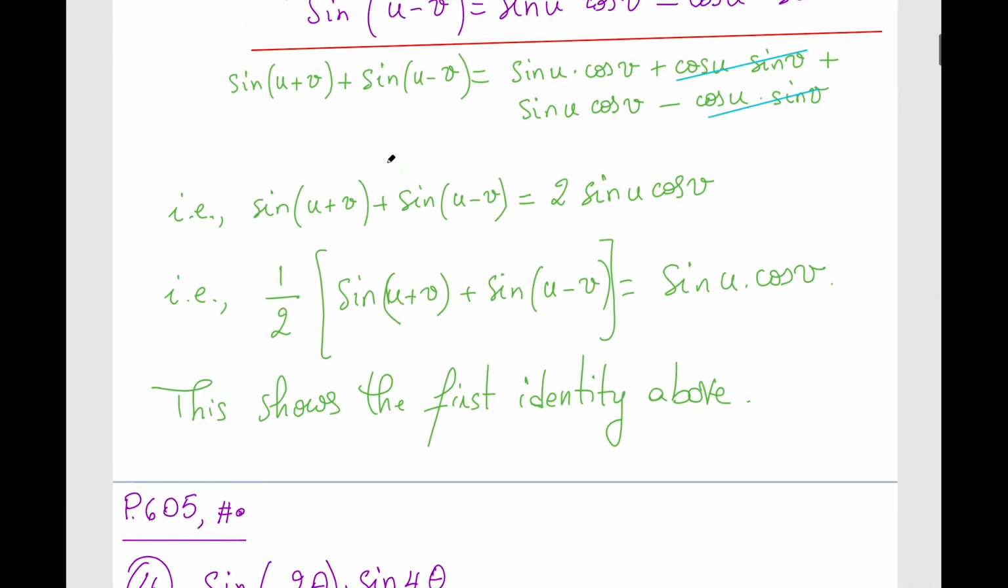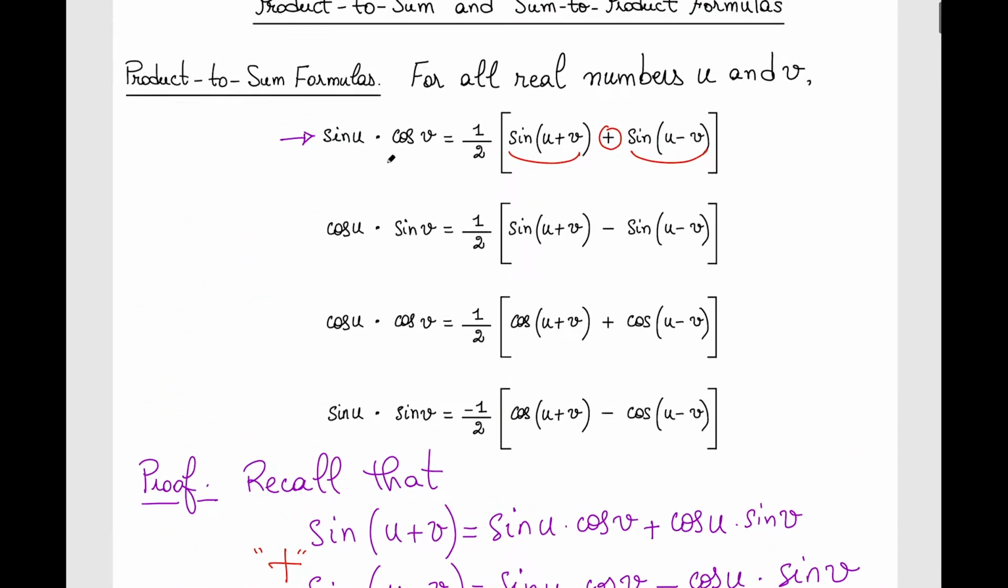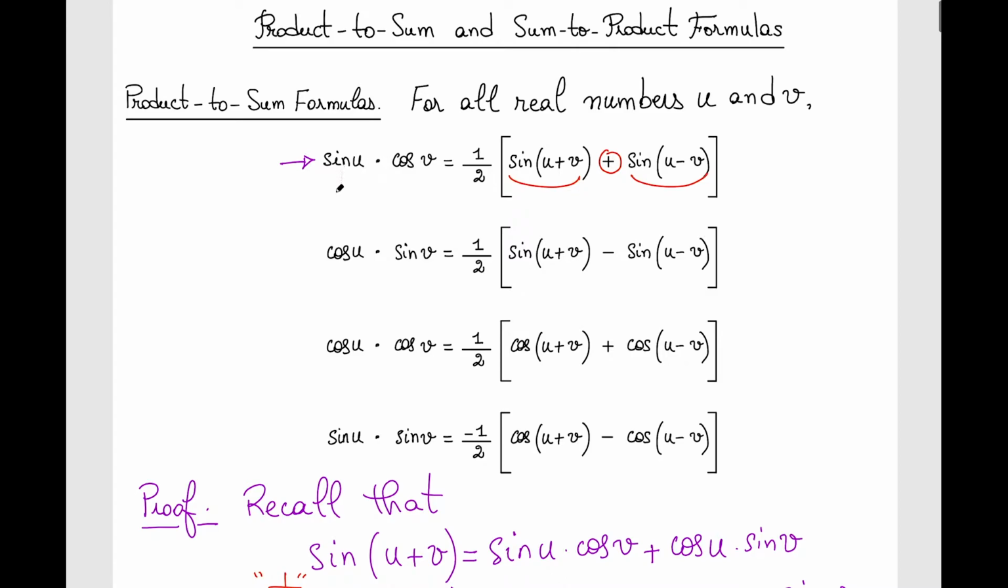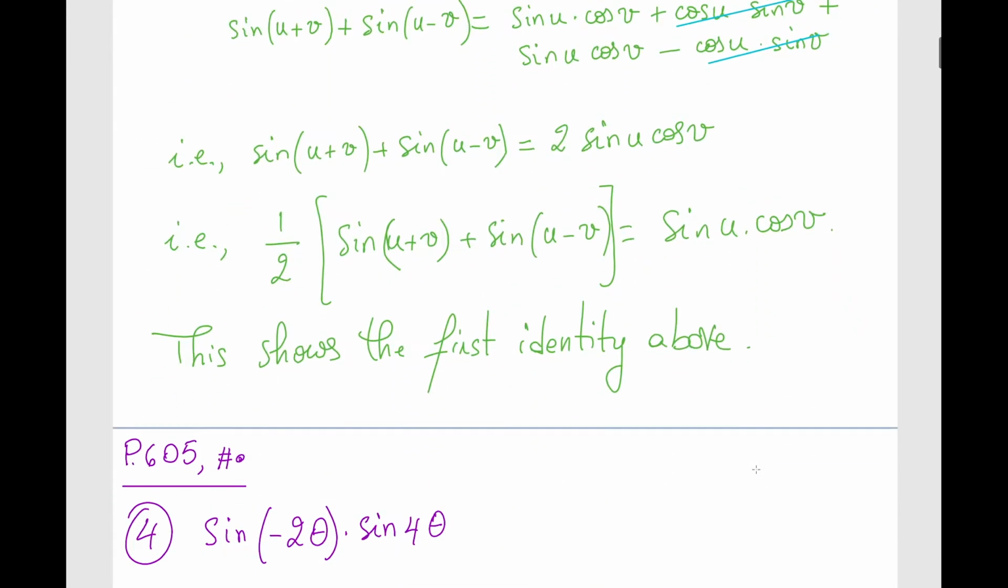Okay, so let's go back to the formulas we have. This is sine times sine. Where do we see sine times sine on the left side? Well, it's the last formula. It's this one. How about we copy it and take it with us? So how about we copy this and take it with us? Let's take it here.